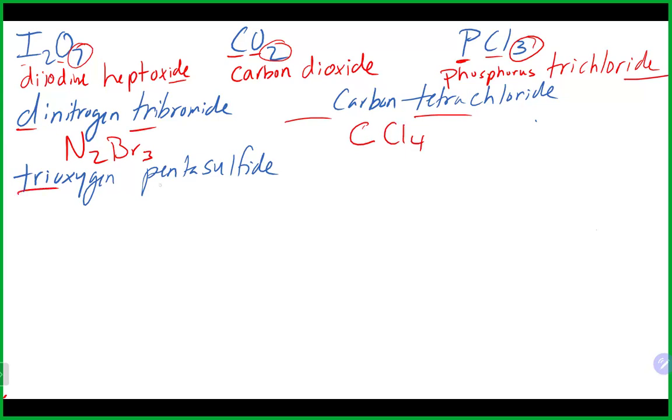Lastly, tri and penta, some prefixes. So again, that tells me it's type 3. So tri is 3, oxygen is O, and penta is 5, and sulfur is S. And then we get O3S5 in this particular case. Any questions on type 3?